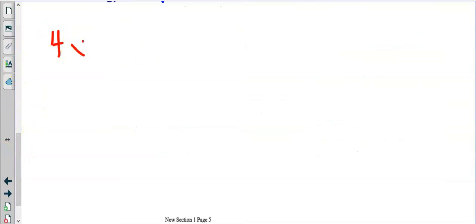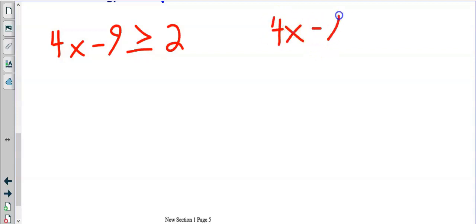Just drop the sign. 4x minus 9 greater than or equal to, what was that value? 2. Just drop. The first inequality looks just like the statement without the absolute values. All right, what's the second one going to look like now? 4x minus 9 equal to or less than negative 2. There you go. Because we dropped, we flipped, and we took the opposite. Okay?